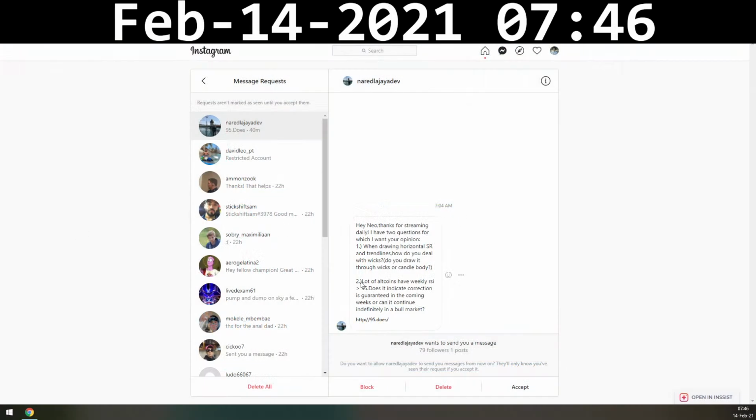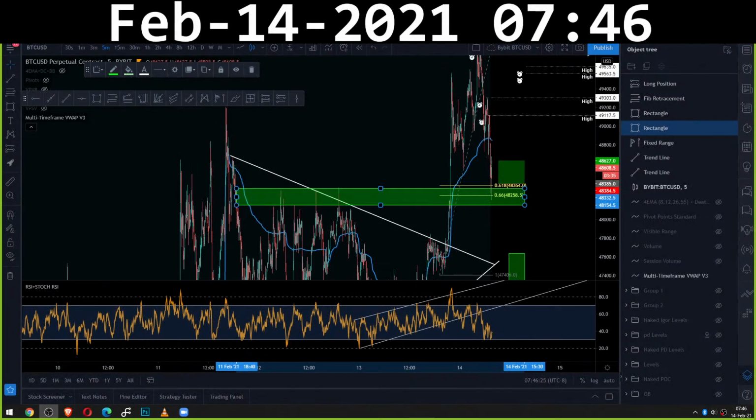And then the next part of it is question 2. Lots of altcoins on the weekly RSI are greater than 95. Does that indicate correction is guaranteed in the coming weeks, or can we continue indefinitely in a bull market? I would say that you can 100% continue with a 95 RSI. You'll just get some pullback.